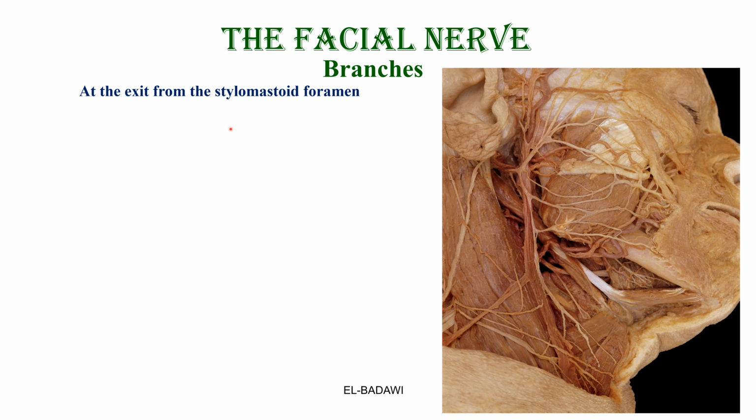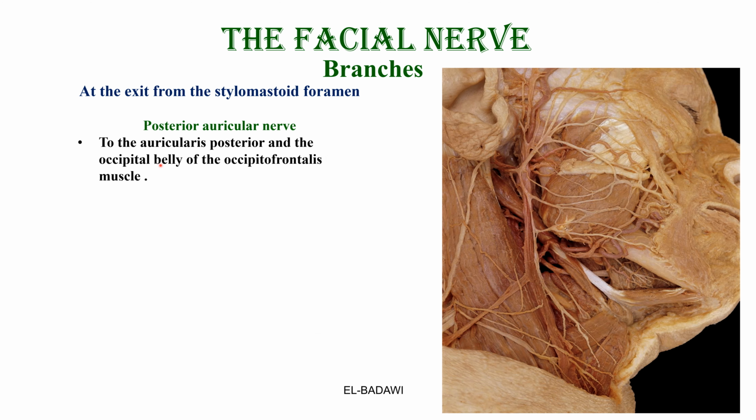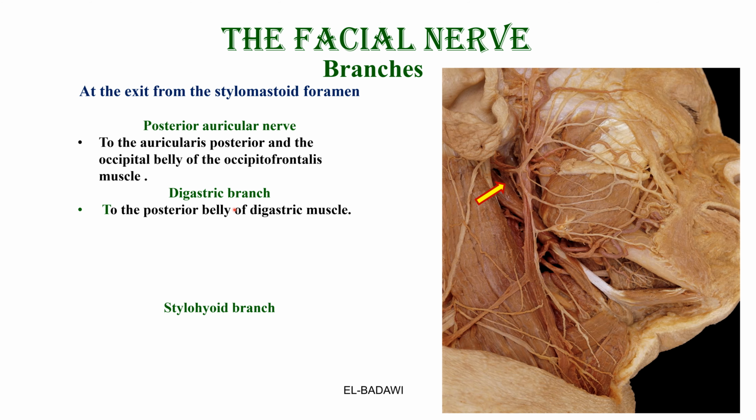The branches which come out from the facial nerve as it comes out from the stylomastoid foramen are the posterior auricular nerve, which supplies the auricularis posterior and the occipital belly of the occipitofrontalis muscle, and the branch which we call the digastric branch to the posterior belly of the digastric. That is the posterior belly of the digastric over here. And the stylohyoid branch to the stylohyoid, which is this one. This is the stylohyoid, which is very closely related to the posterior belly of the digastric. That is the common tendon of the digastric, and that is the anterior belly of the digastric muscle.